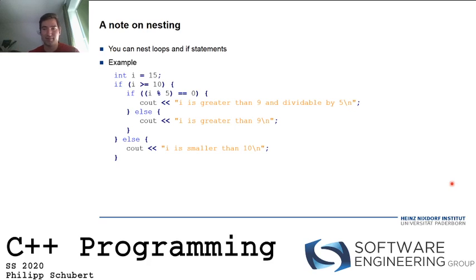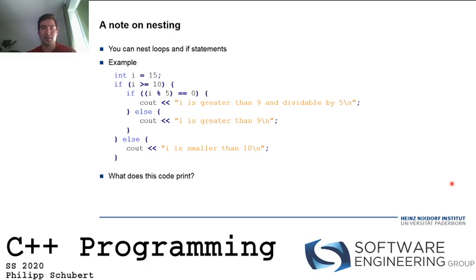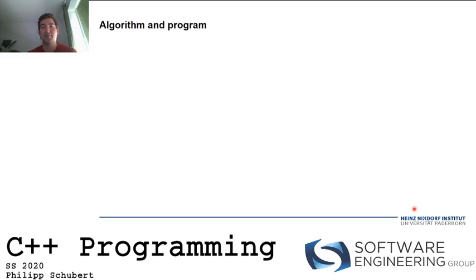Right, so you kind of see that you really can use those ifs and loops to describe some more meaningful and powerful computations now. What does this code print? I mean, we have already gone through all the code. This statement here: I is greater than 9 or divisible by 5.